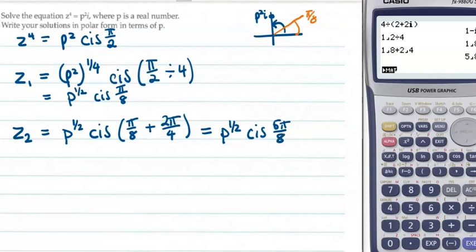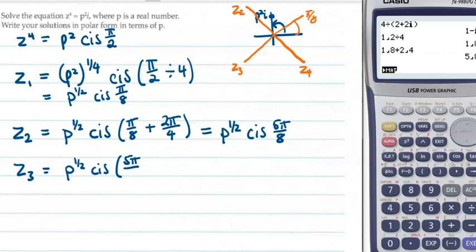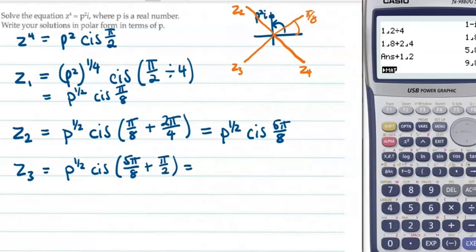So that got us this next one up here. The third solution we are looking for is just down here. And the fourth one will be here. So this is Z2, Z3, Z4. So Z3 will be to take the one that we just did and add on another half a pi, because that'll be 90 degrees, a quarter of a circle. So 5/8 plus another half will be 9/8.